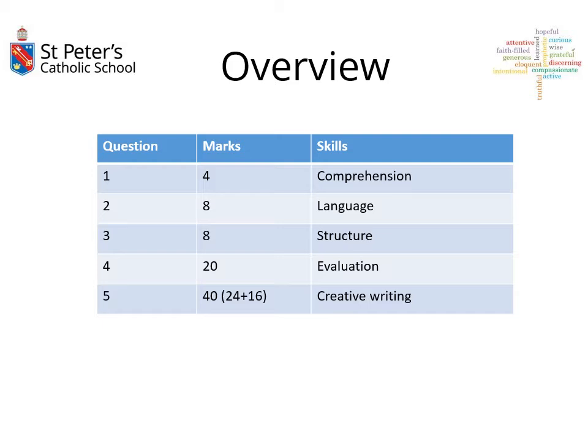So just as an overview, you've got only 5 questions, remember, same as paper 2. The mark distribution on this is slightly different though. So you've got 4 marks for comprehension, 8 marks for language, 8 marks for structure, 20 marks for evaluation and 40 marks for creative writing. Okay, and we're going to look at each of those questions in detail now.